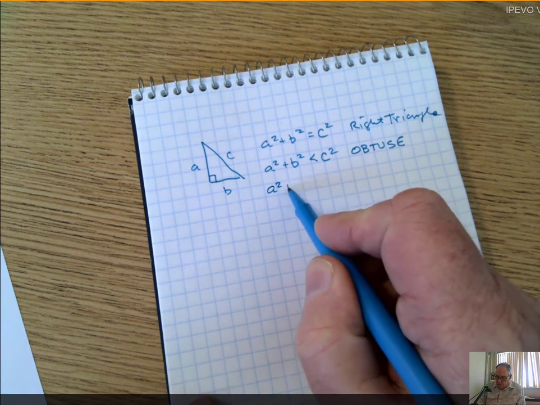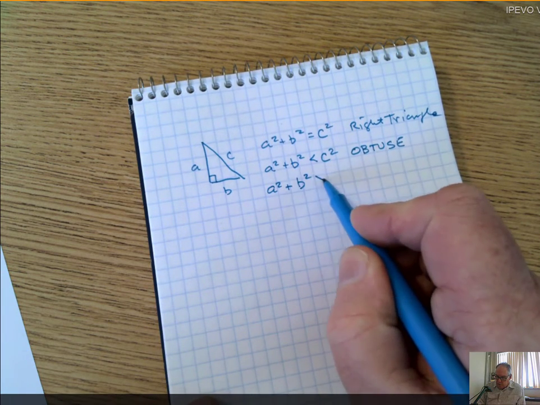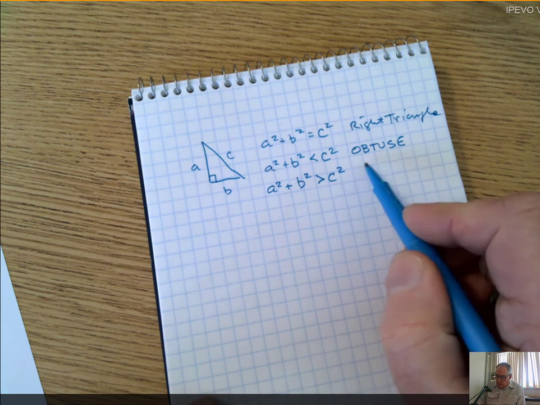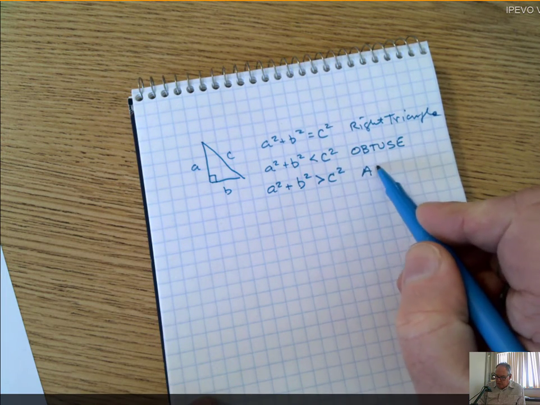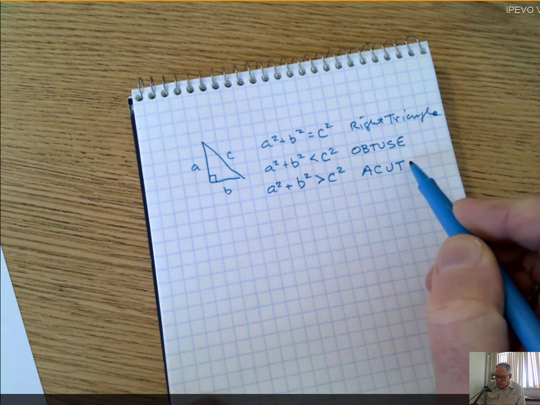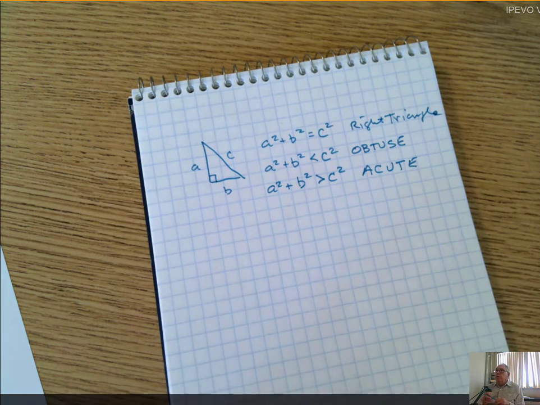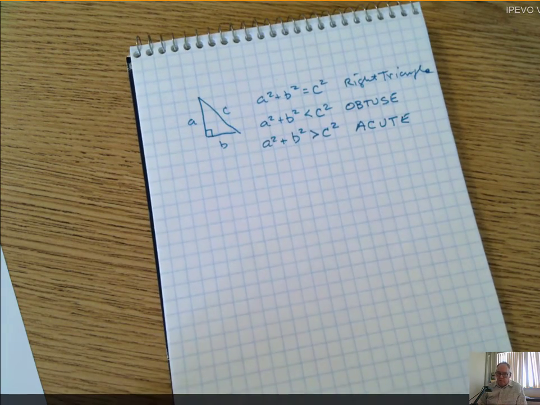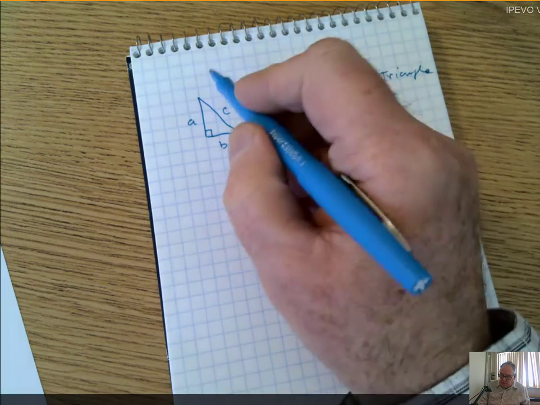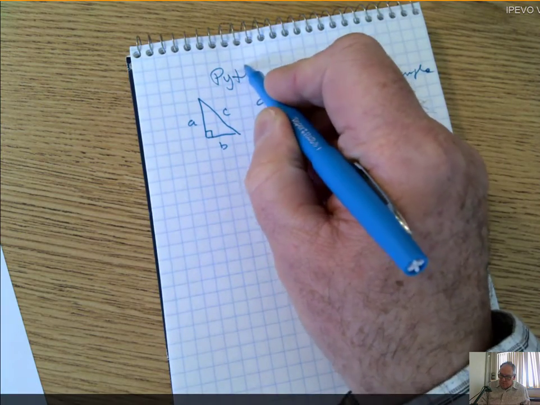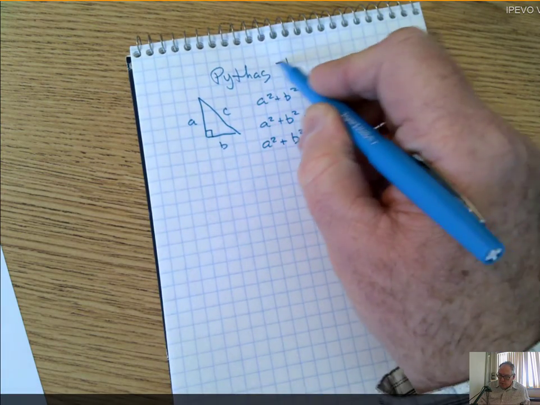And if a squared plus b squared comes out greater than c squared, then all your angles are less than 90 degrees and you have an acute triangle. So not only can you tell if you have a right triangle, you can also tell what kind of triangle you have with the converse of the Pythagorean theorem.